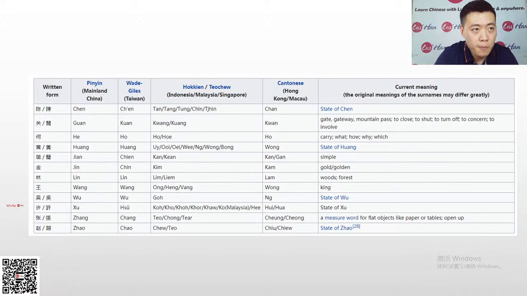Next one, 吴. It comes from the state of Wu, established by people whose surname was Wu. And next one, 许, the state of Xu. There are also people whose surname Xu established a state or a country. So the name Xu, the state of Xu.